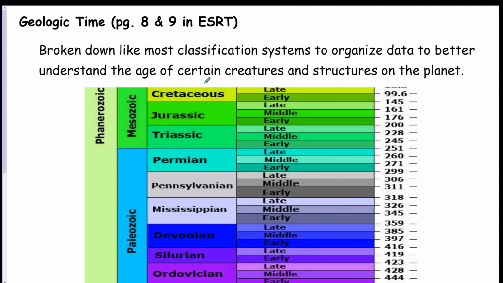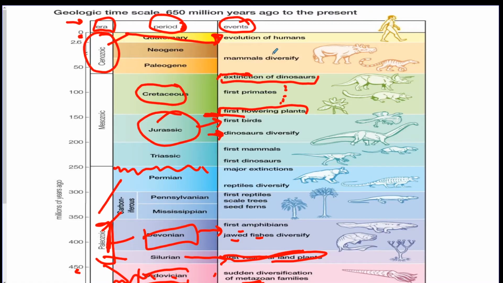All right, so that's generally the idea. So you can see there's another picture of it, but geologic timescales are created to organize data to better understand the age of certain creatures and structures on the planet. So even though you've got an example of different animals within each time period, we can also talk about what things happened on the planet. Maybe a certain mountain was formed. Maybe a certain river was formed, and that could be an event that changed a time period.